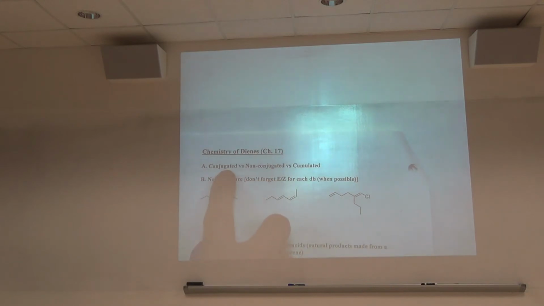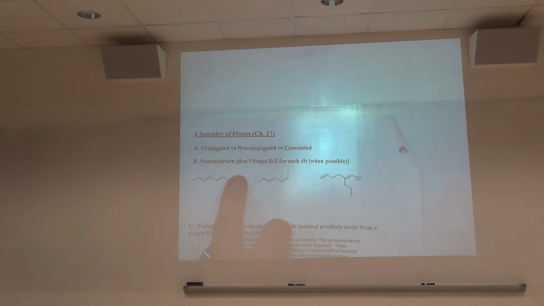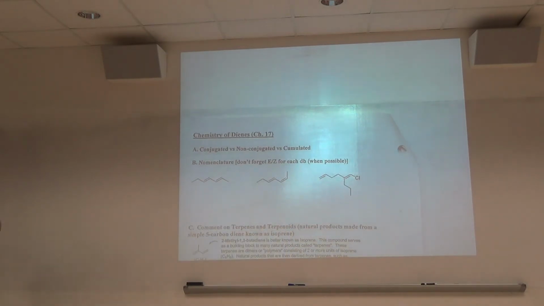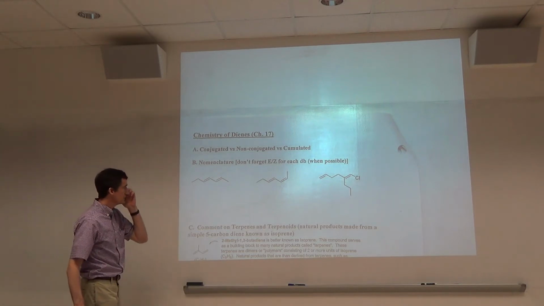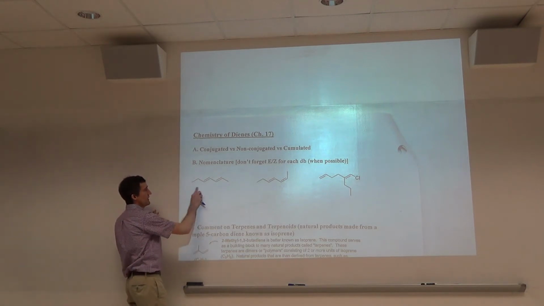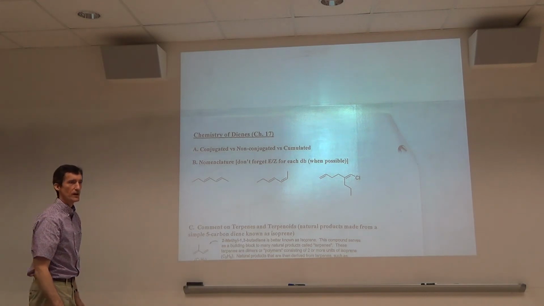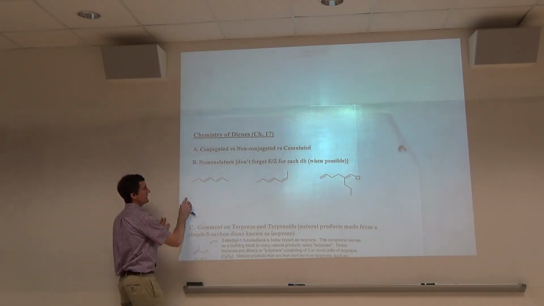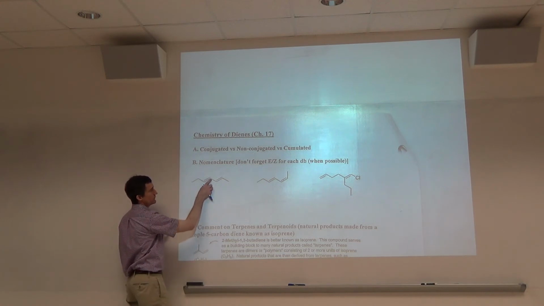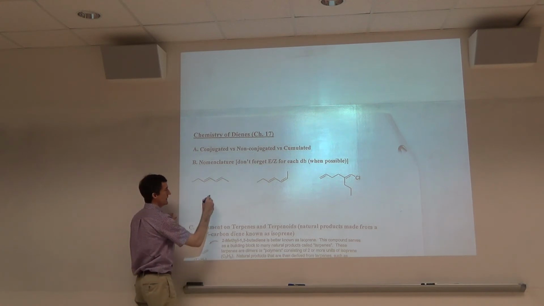We've already done A, conjugated, non-conjugated, accumulated. That was on the previous handout. We'll start with B. Nomenclature of dienes. Very similar to other alkenes. Longest continuous chain. 1, 2, 3, 4, 5, 6, 7.